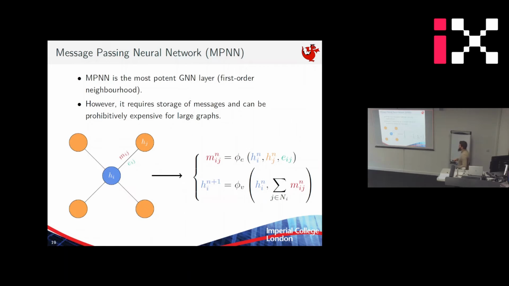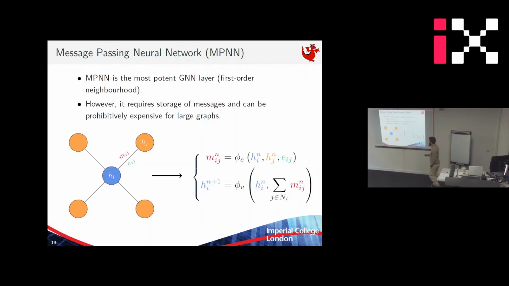Okay, so MPNN, message passing neural network, is the most potent GNN layer, at least when it comes to first order neighborhood architecture, meaning just taking into account the first order neighborhood. However, it requires storage of messages and can be prohibitively expensive for large graphs. That's one disadvantage.